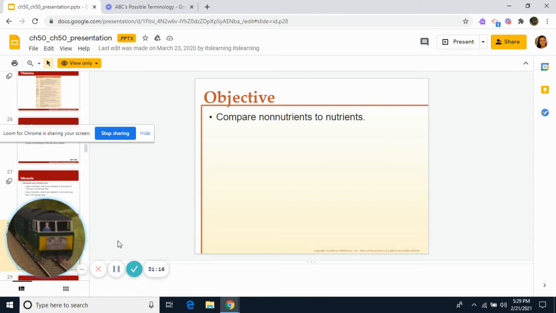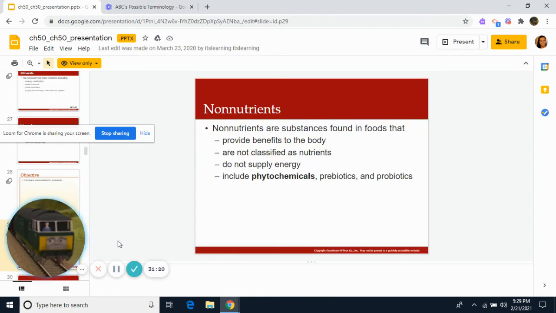Objective: compare non-nutrients to nutrients. Non-nutrients are substances found in foods that provide benefits to the body, are not classified as nutrients, do not supply energy, and include phytochemicals, prebiotics, and probiotics.